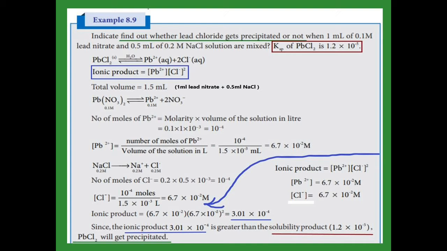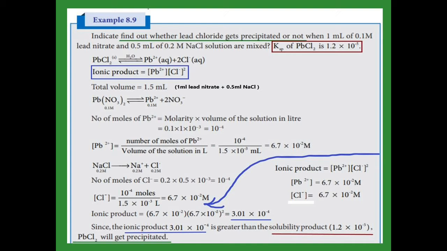Now we calculate the number of moles of Cl- in sodium chloride only. Here the formula is molarity times volume of the solution in liters. What is the molarity of Cl-? 0.2. And what is the volume of sodium chloride? 0.5 ml, which we change into liters, so × 10^-3. Calculating, we get the number of moles of Cl- as 10^-4.